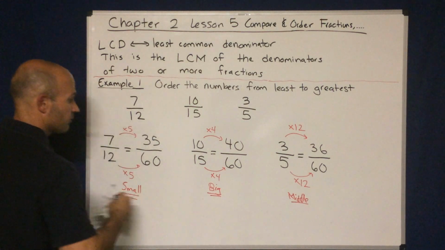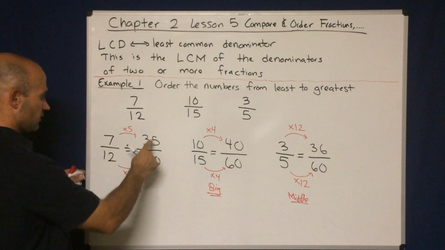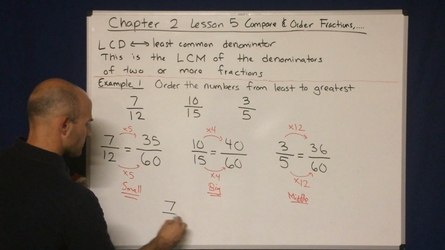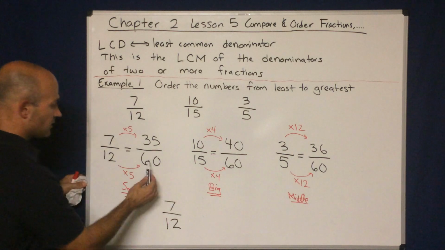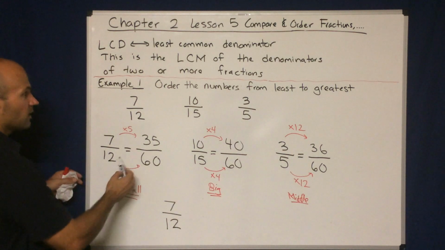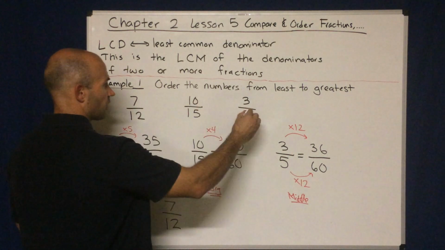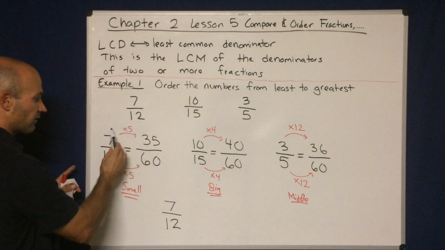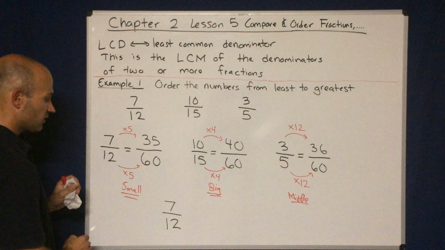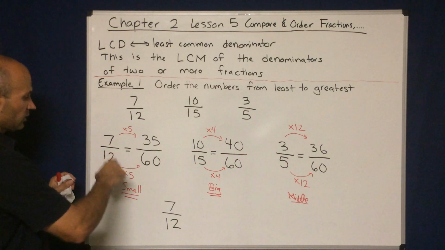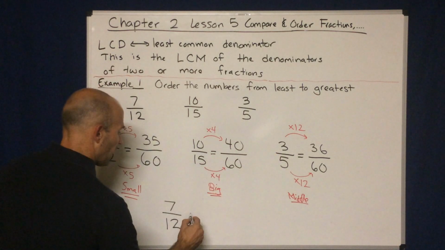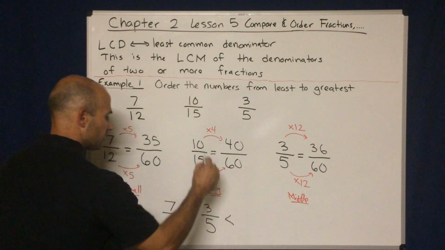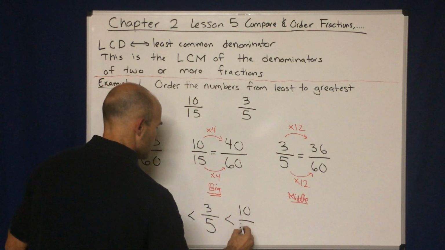So we're going to go ahead and order them from least to greatest. Let's see, 35 over 60, so 7 over 12. I should say these two do represent the same number, but since the problem asked us to order these fractions, I'm going to use this notation up here, even though 7 over 12 is the same as 35 over 60. Okay, so there's my smallest. 3 over 5 comes next. And then finally the biggest number, 10 over 15.